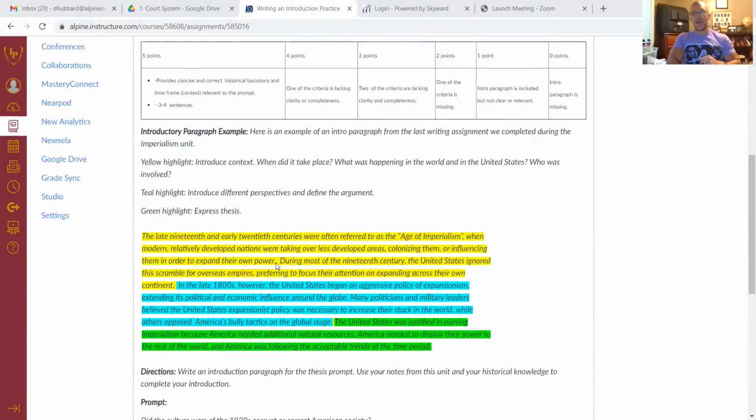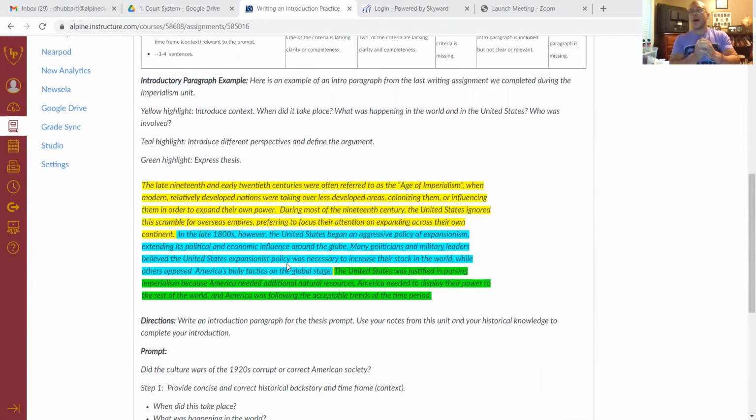In this assignment, you have an example of an introduction paragraph for the last writing assignment that you wrote on American imperialism. If you follow along in the yellow, it tells you the context. It answers that when, what, and who. In this green or teal, whatever you want to call that, it tells you why imperialism was important. And then you'll see in the green, that is the thesis statement.